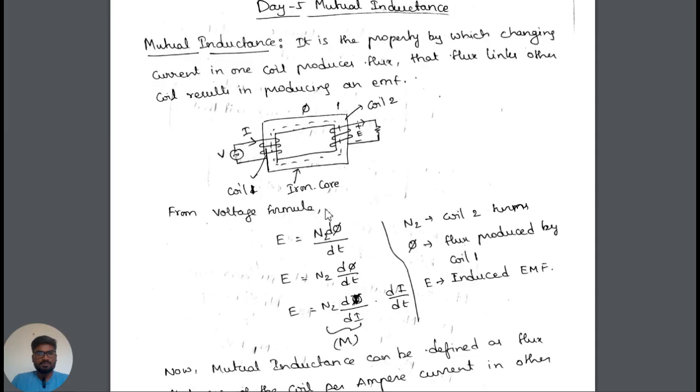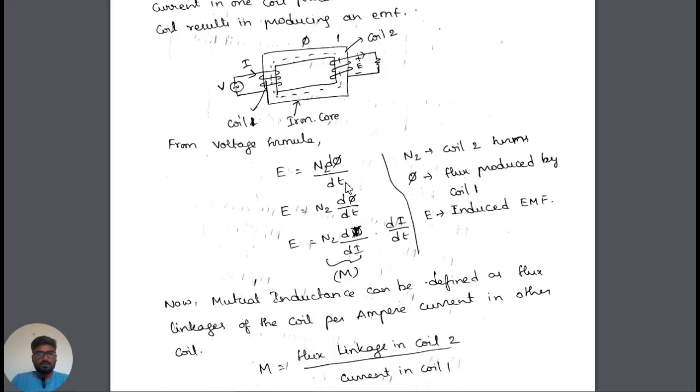As we know, the induced voltage equation is E equals N d phi by dt. As it is for the secondary coil, it is N2. From this equation, if you divide by current in the numerator and denominator, we get this term as mutual inductance. By this formula, we can define mutual inductance as the flux linkage of a coil per ampere of current in another coil. The flux linked in this coil by the current flowing in the other coil. That is the definition of mutual inductance.